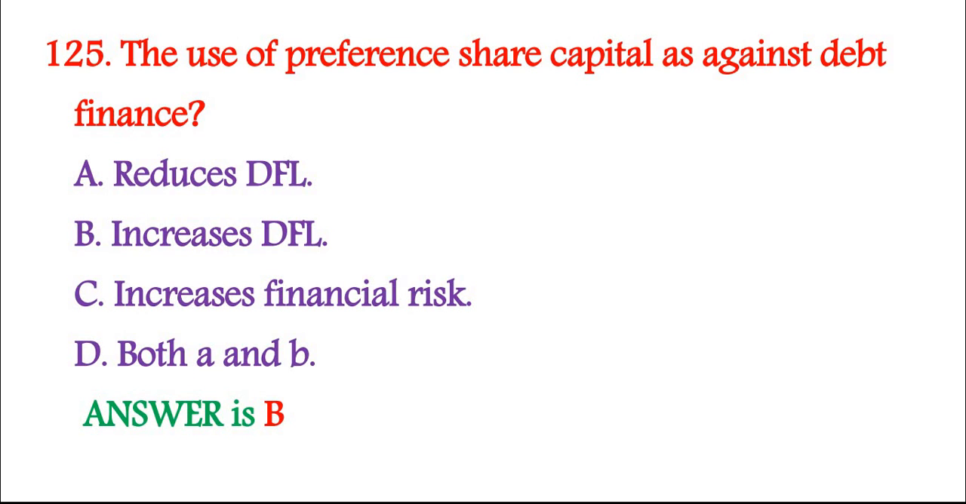125. The use of preference share capital as against debt finance. A. Reduces DFL. B. Increases DFL. C. Increases financial risk. D. Both A and B. Answer is B.